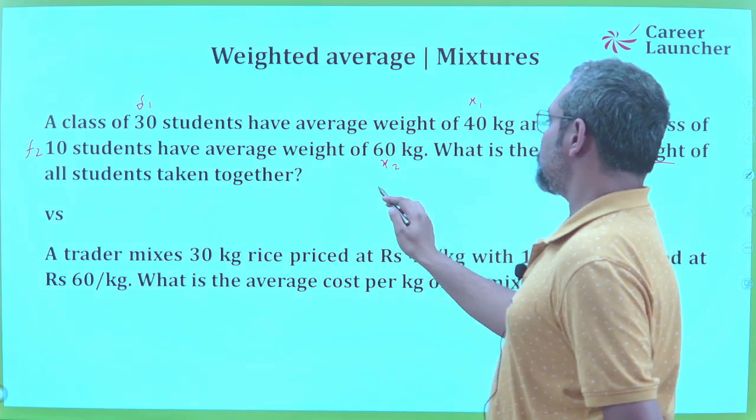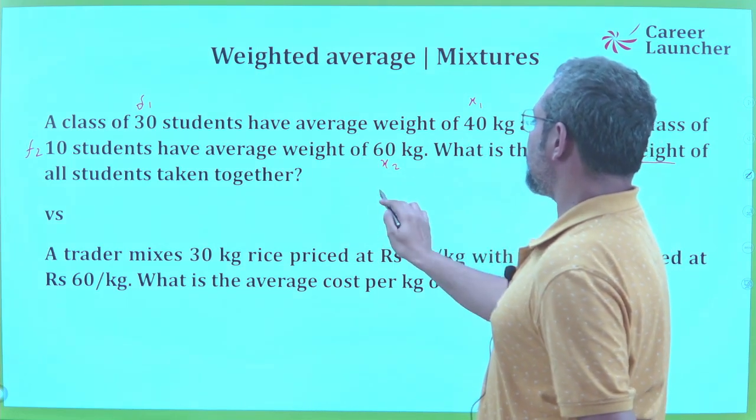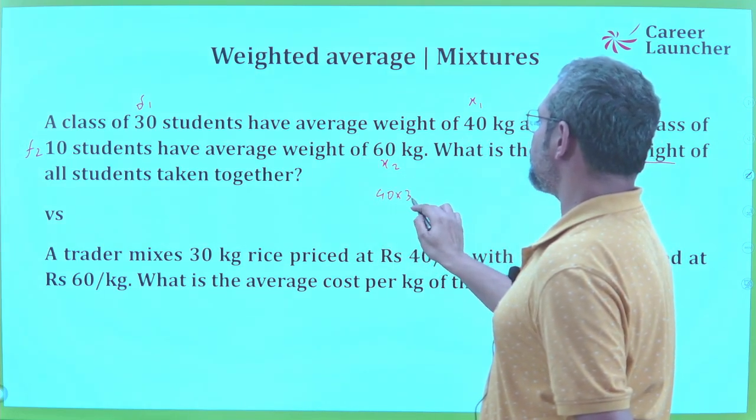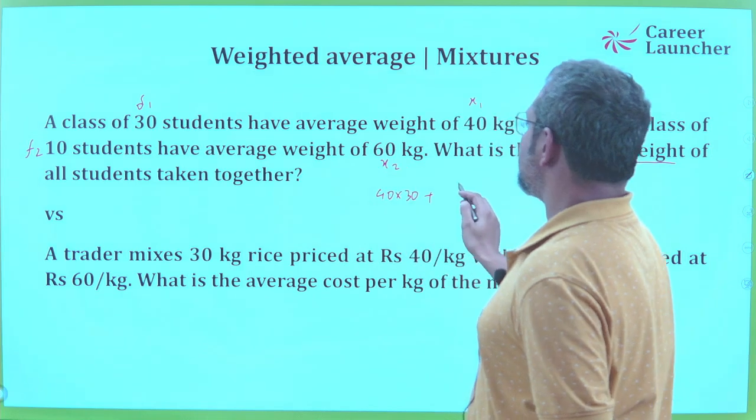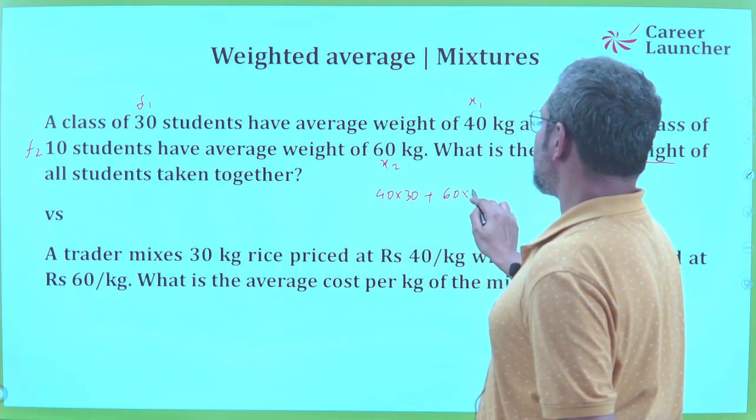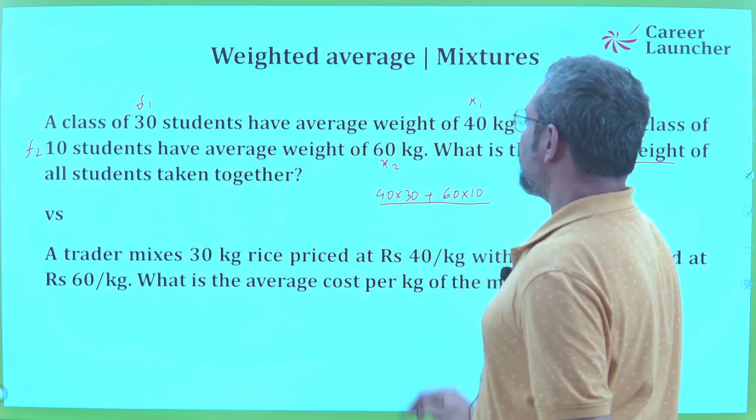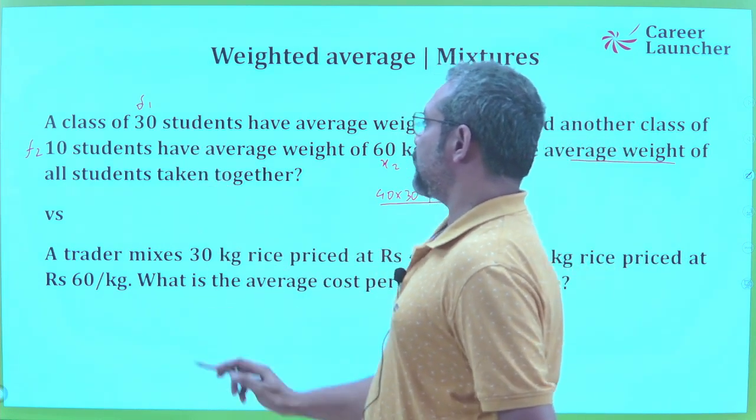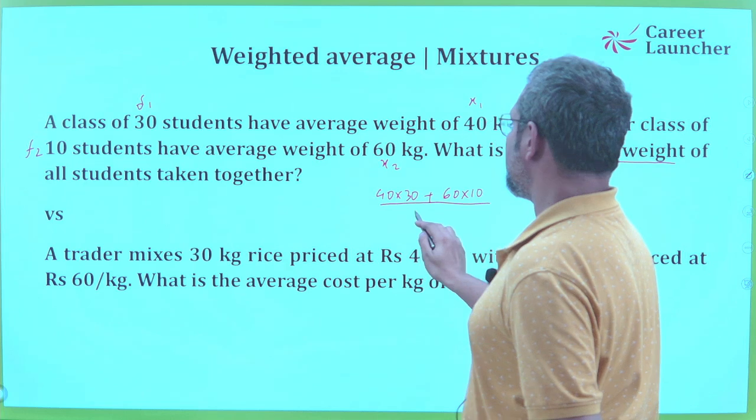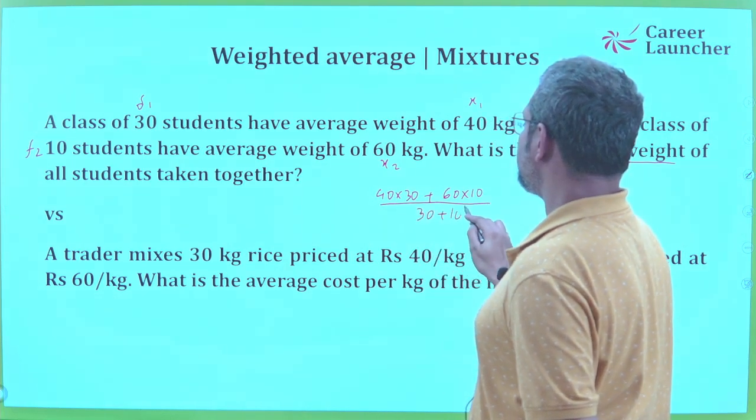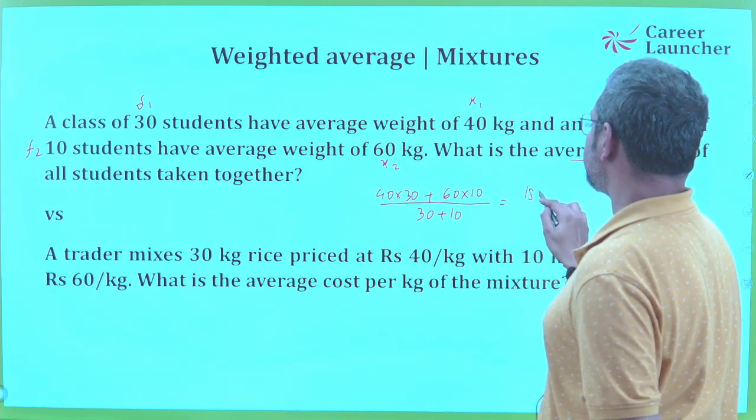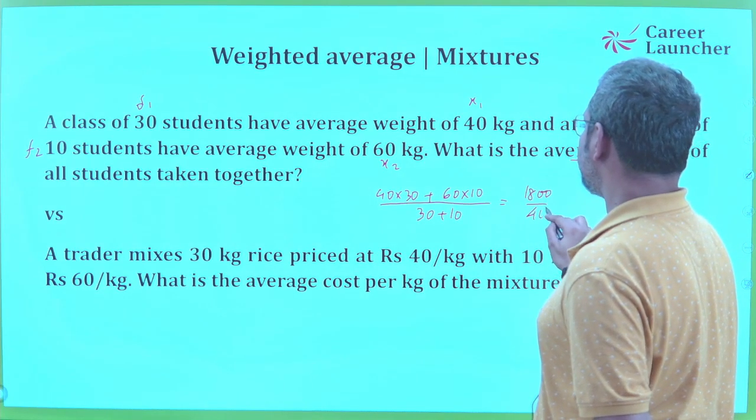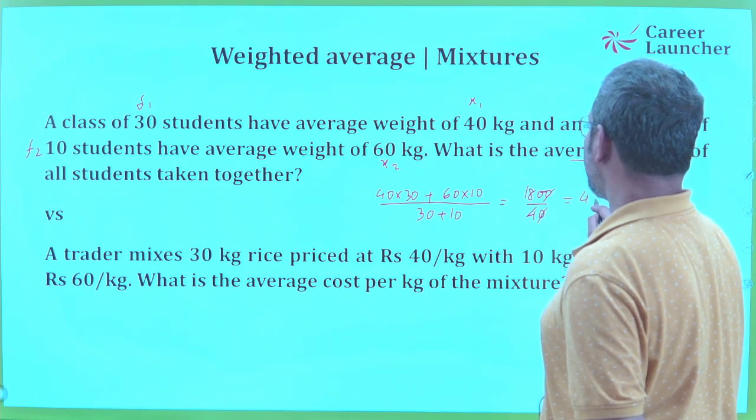So your average would be x1 times f1, so 40 times 30, plus 60 times 10, divided by the total number of students, 30 plus 10. So this will be 1200 plus 600, 1800 by 40, and we will get 45.